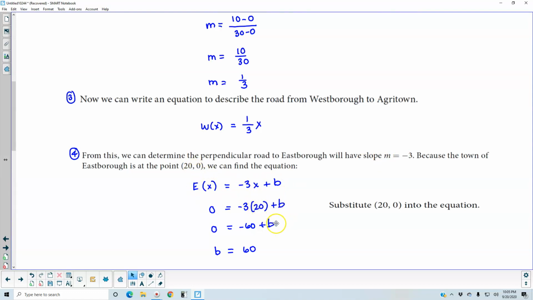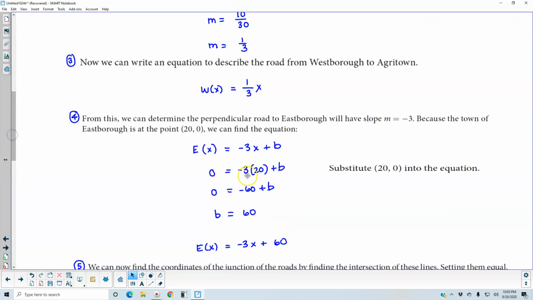Now we can solve for b. So -3 times 20 is -60. Adding 60 to both sides gives us b is equal to 60. So now we can write this equation: E of x, meaning Eastboro, is going to equal -3x plus 60.